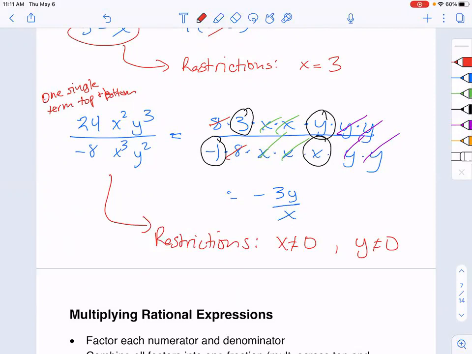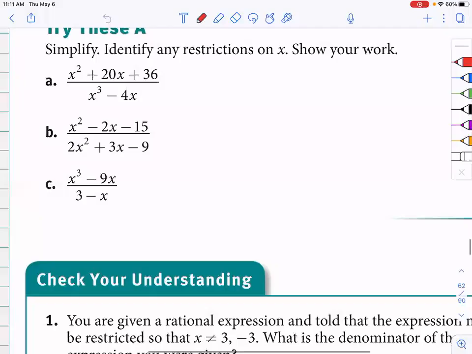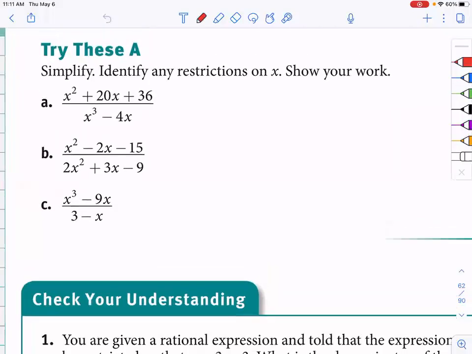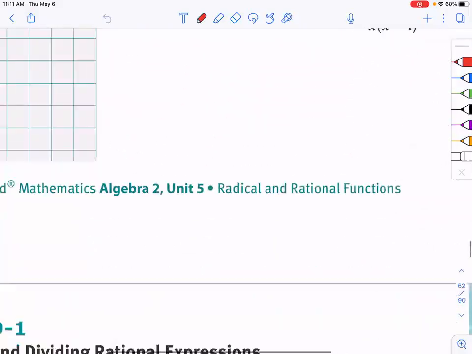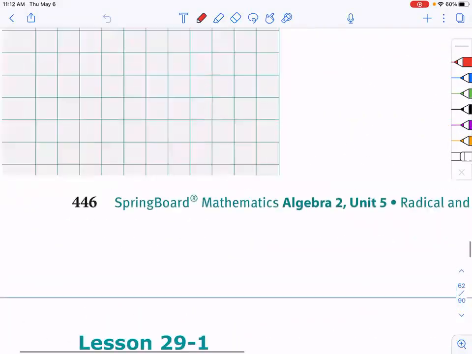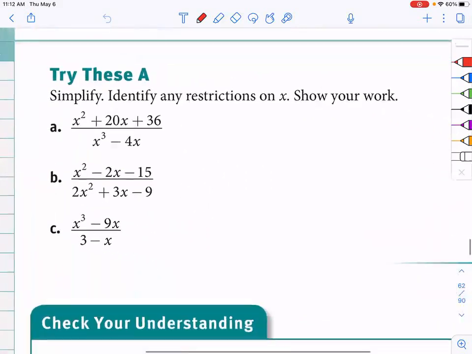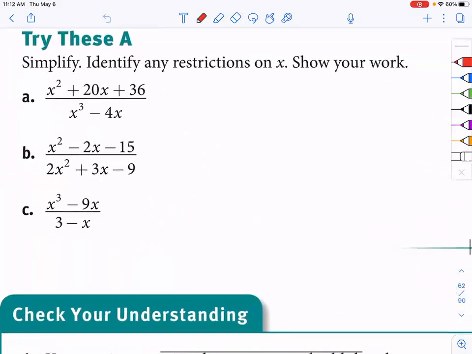I want to take just a second to let you look at a couple of practice problems, and then we'll do a little bit with multiplication. This is on page 446, I think. Let me see, 446, but you don't have to get your book out. You can just look at it right here. Take about 3 minutes. Do A and B. C is very much like one we just did in your notes. So you can do A and B.